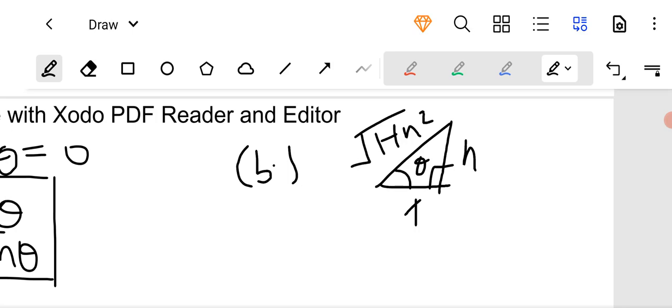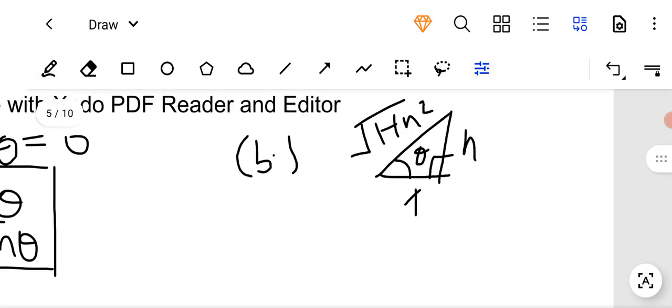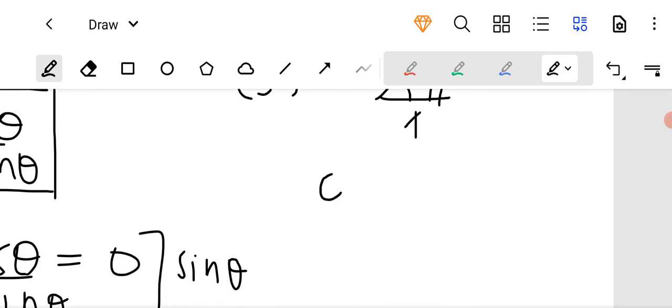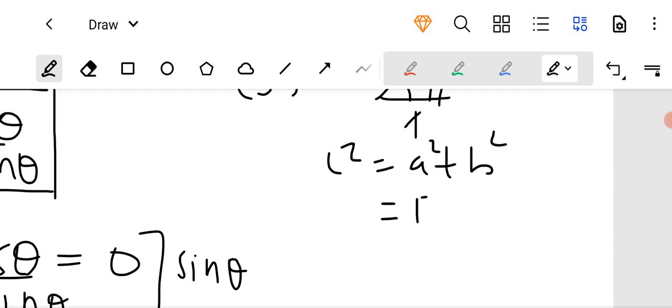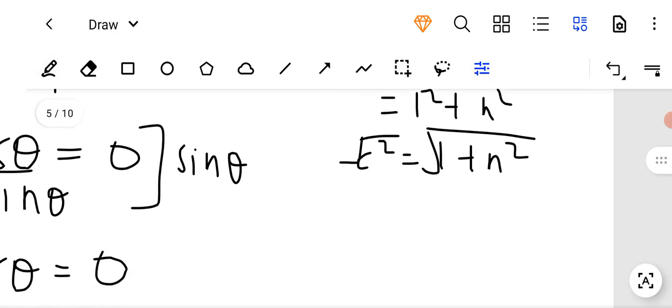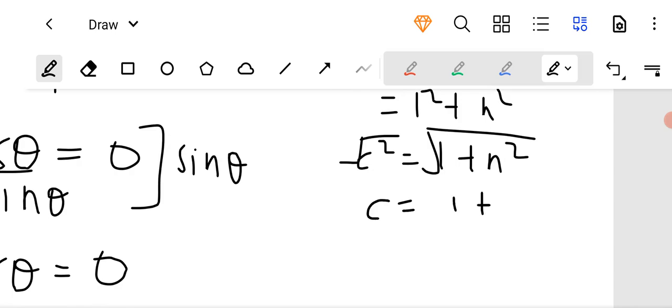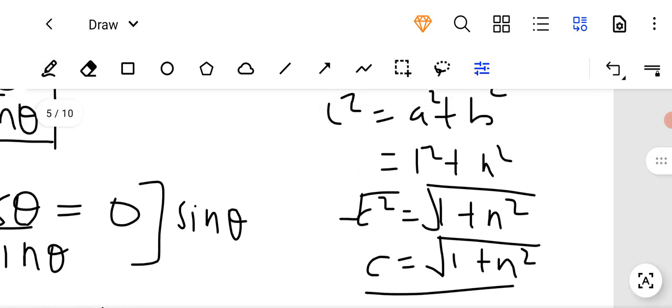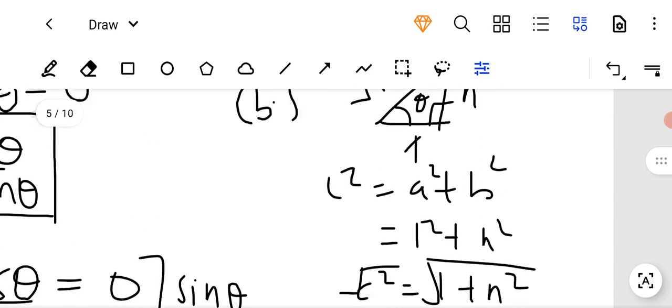squared. Because c squared is equal to a squared plus b squared. And your a is 1 squared, then your b is n squared, then you have your c squared is equal to 1 squared is 1, n squared is just n squared. Square root both sides. It means that your c will be equal to the square root of 1 plus n squared, like that. Yes. This is the working if you want to know the working.